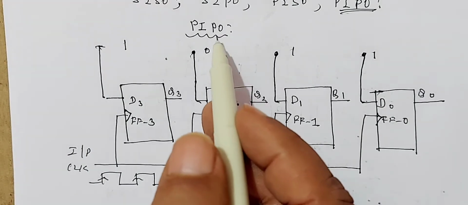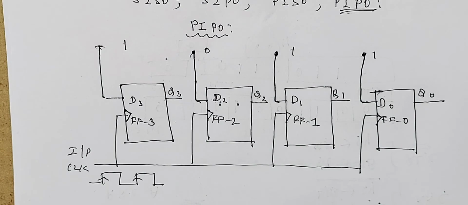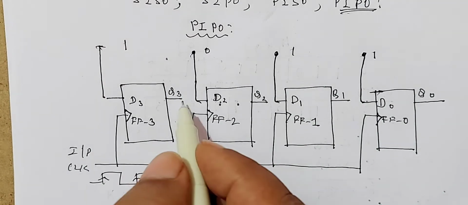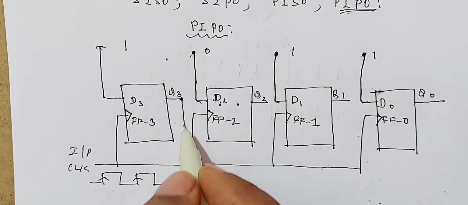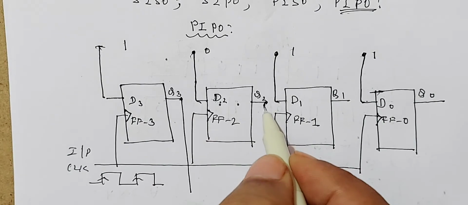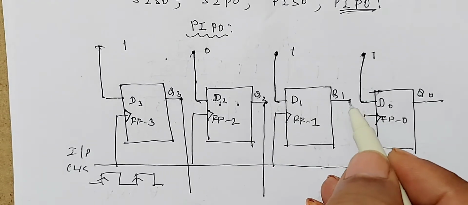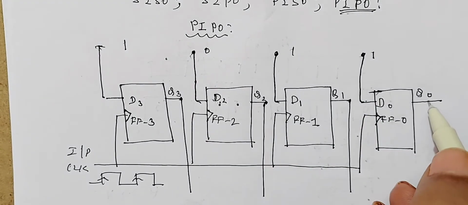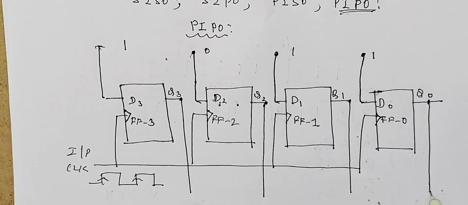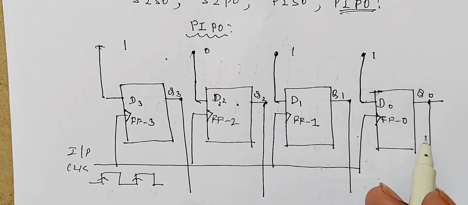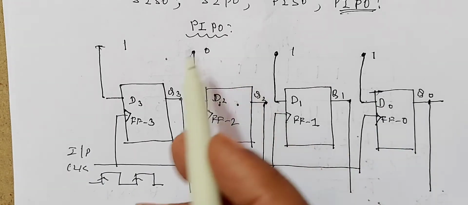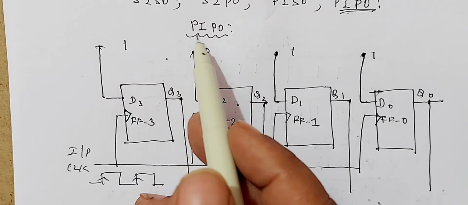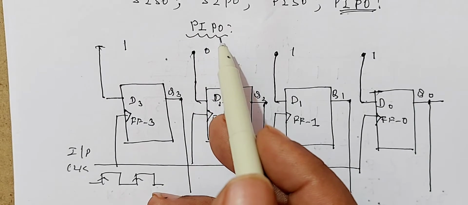Now, parallel out means output has to be taken simultaneously. Therefore, take the output from Q3, from Q2, from Q1, and from Q0. So this is a simple block diagram of a 4-bit parallel in, parallel out shift register.